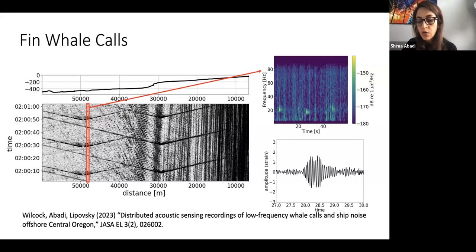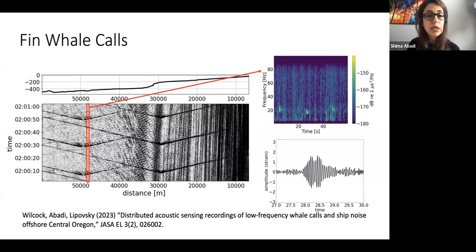So what we saw in the OOI data is that we can record fin whale vocalization. Not only can we record it, but look at the extent that we can record. This shows almost 60 kilometers of the cable. And for a single vocalization, we can see the call pretty much on the whole cable on all the channels, which is pretty amazing.